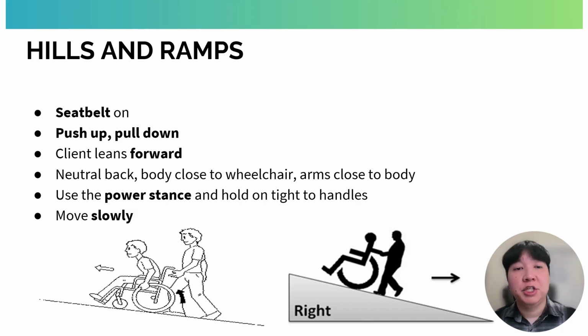When pushing a client in a wheelchair on an incline, such as a ramp, use the following techniques to protect yourself and your client. Ensure the client's seatbelt is fastened. When moving up a ramp, push up and forward with the wheelchair and have the client lean forward. Keep your body close to the wheelchair with your arms close to your body while maintaining a neutral back posture. Use the power stance and hold tightly onto the handles. When moving downhill or down a ramp, use a backwards motion instead. Keep yourself close to the wheelchair and activate your core. Use the power stance, hold on tightly to the handles, and then move slowly down the ramp.